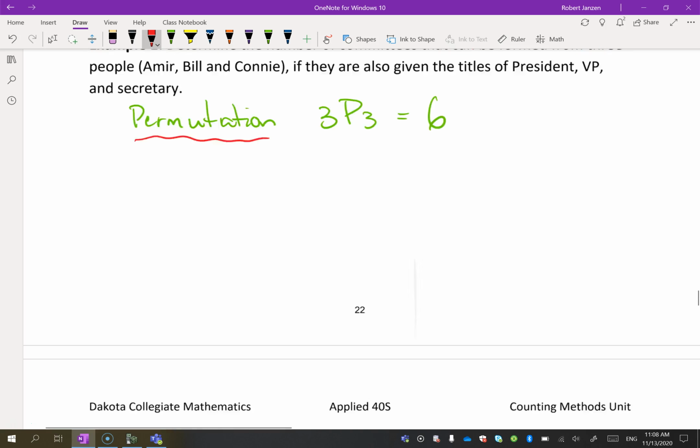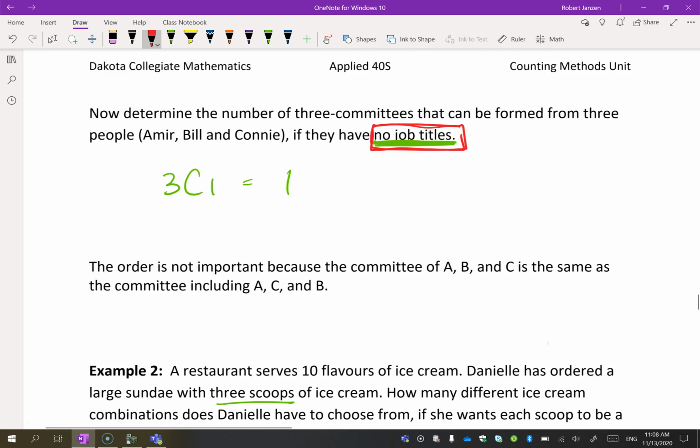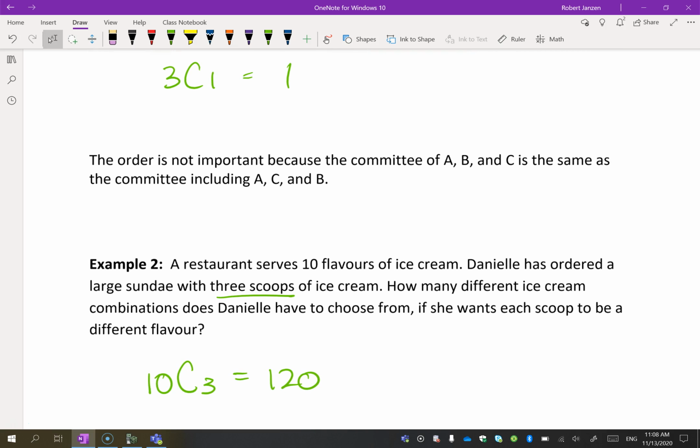But if you look at the next question, it just says, now determine the number of 3-person committees that can be formed from 3 people. These ones have no job titles, so it's just the 3 people in the group. It doesn't matter what position they hold, they're just in the group. This is a combination, and so you would use the combination key. So the difference there is that in one, order matters. In other words, arrangement matters, and in the other one it doesn't.